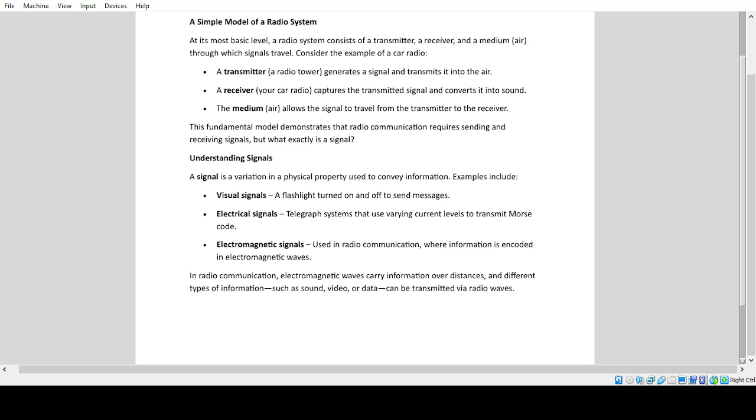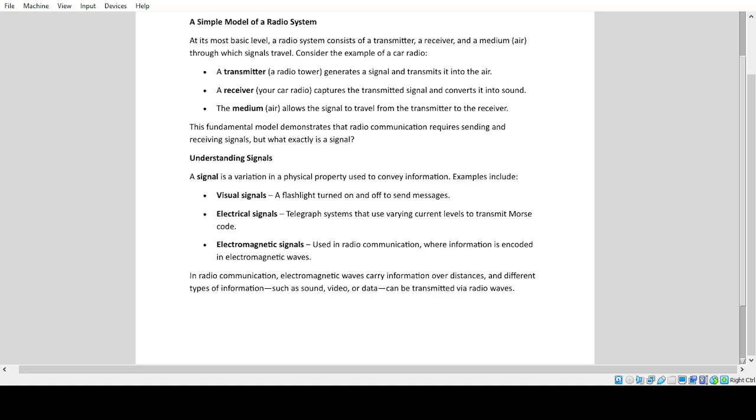Understanding signals. A signal is a variation in a physical property used to convey information. Examples include visual signals, a flashlight turned on and off to send messages. Electrical signals, telegraph systems that use varying current levels to transmit Morse code. Electromagnetic signals, used in radio communication, where information is encoded in electromagnetic waves.